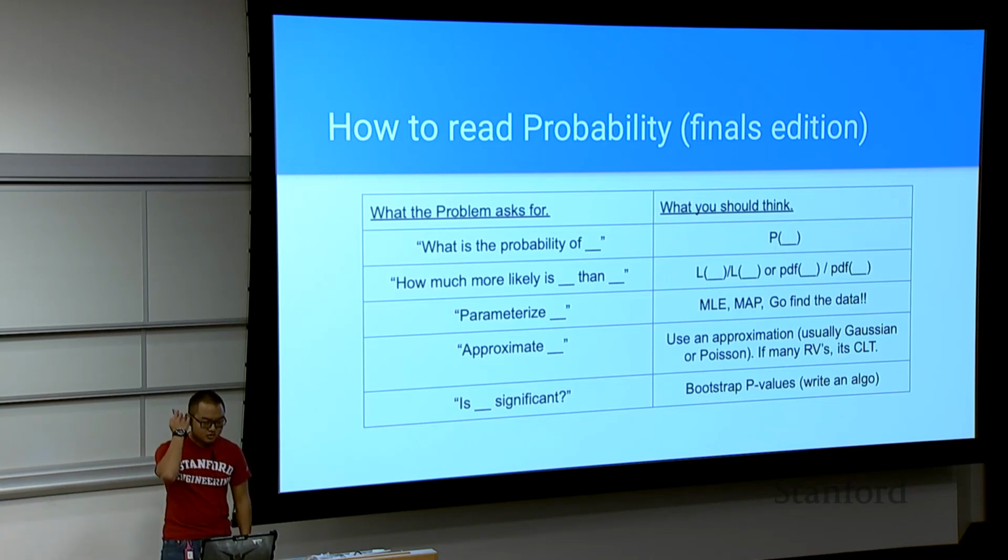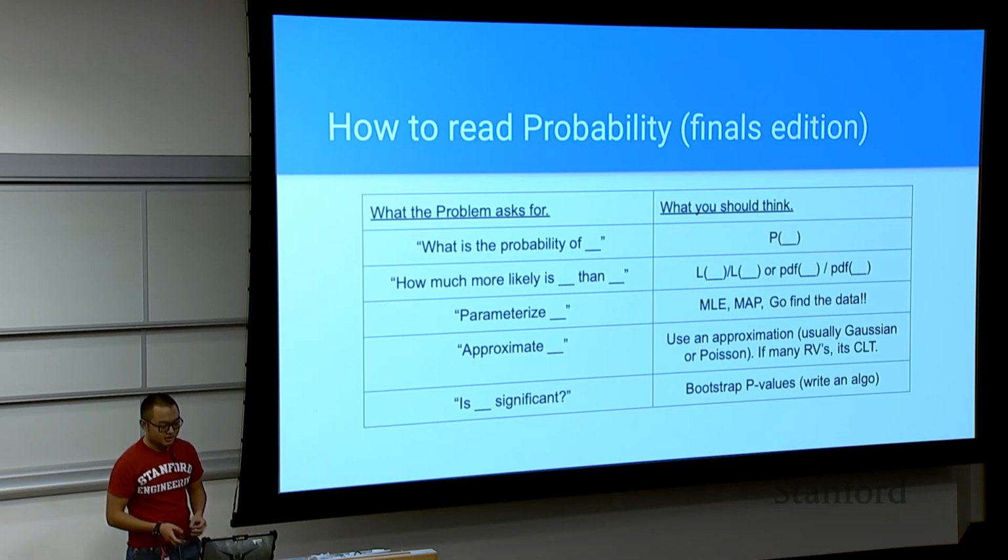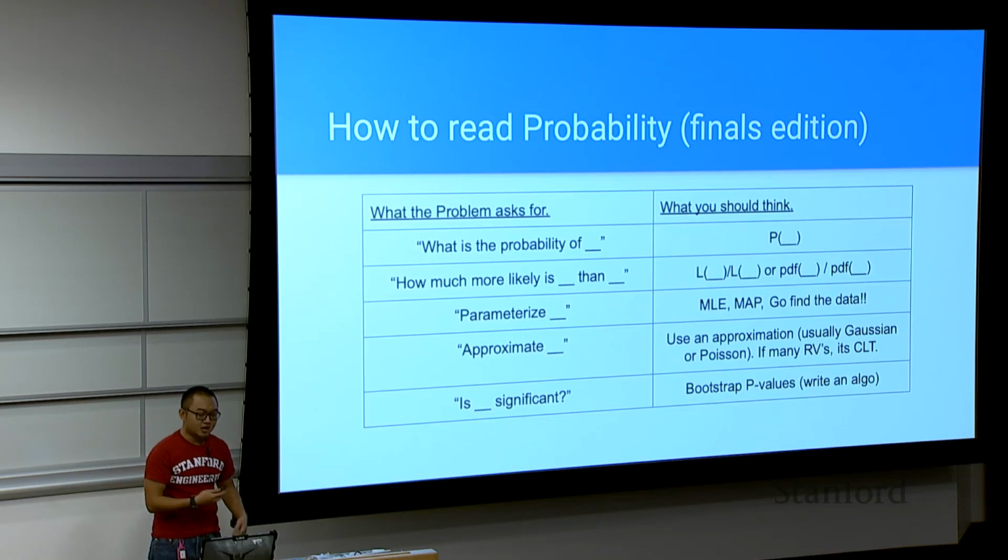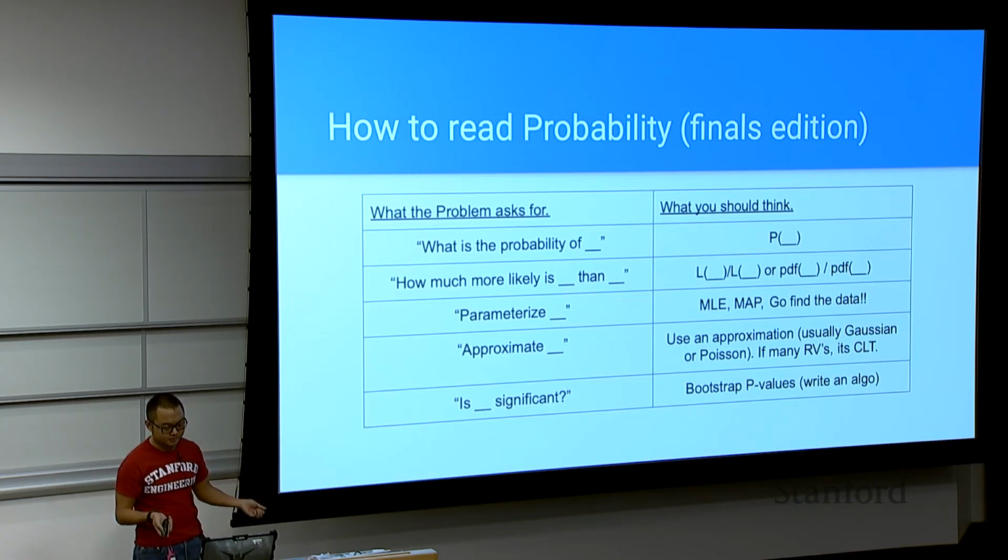So first thing is, what's the probability of blank? This is in at least one of the subparts on most of the problems that I've seen. And in that case, you want to write a probability of something. A very common one we also see is how much more likely is a blank than a blank. Usually this means you want to be dividing two likelihoods or PDFs or products of PDFs. In the discrete case, this would be two probabilities, and you'll be dividing them.